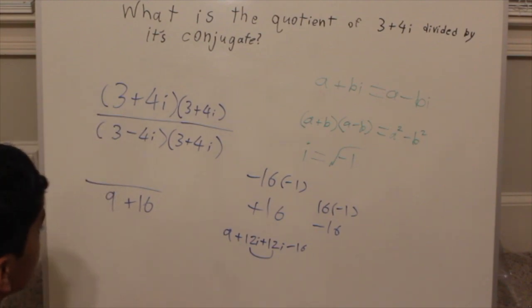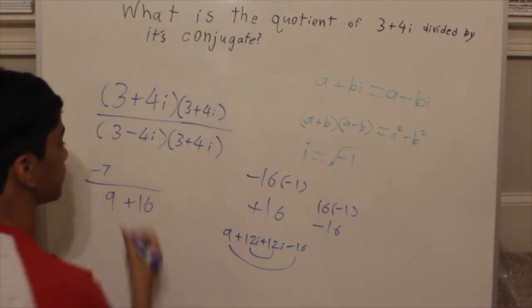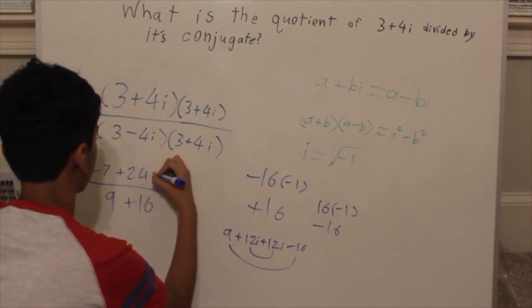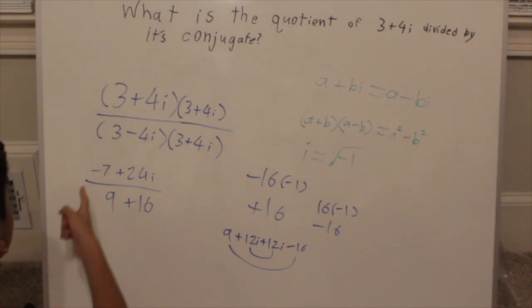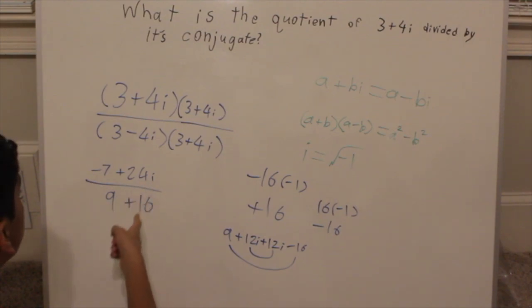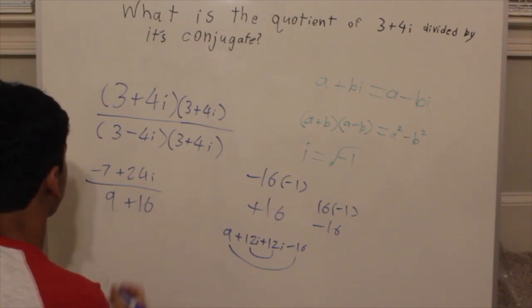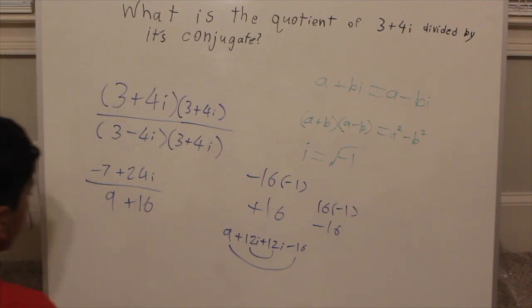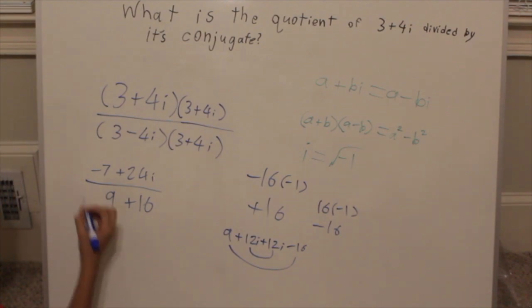These two get combined. And these two also get combined. So now you have negative 7. 9 minus 16 is negative 7. 12i plus 12i is 24i. Okay, now remember, lots of people make mistakes here. Do not say it's negative 7 over 9 plus 24 over 16i. That's wrong. You have to first add the denominator. So that would be, I'll write it right here, 9 plus 16 is 25.